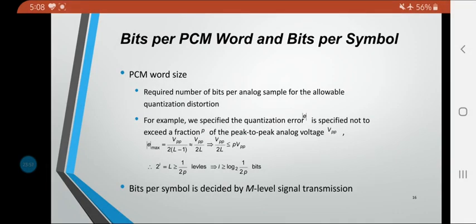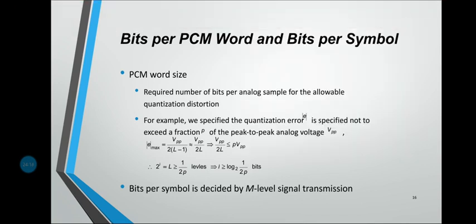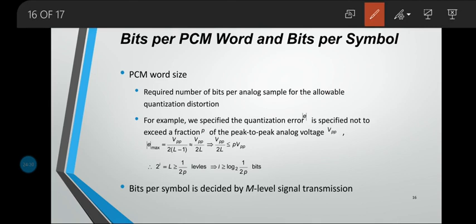Bits per PCM word and bits per symbol. What we now need to look at is how many bits we shall assign for a given analog signal. That is done by making use of a proper PCM word size. It tells us the required number of bits per analog sample for the allowable quantization distortion.